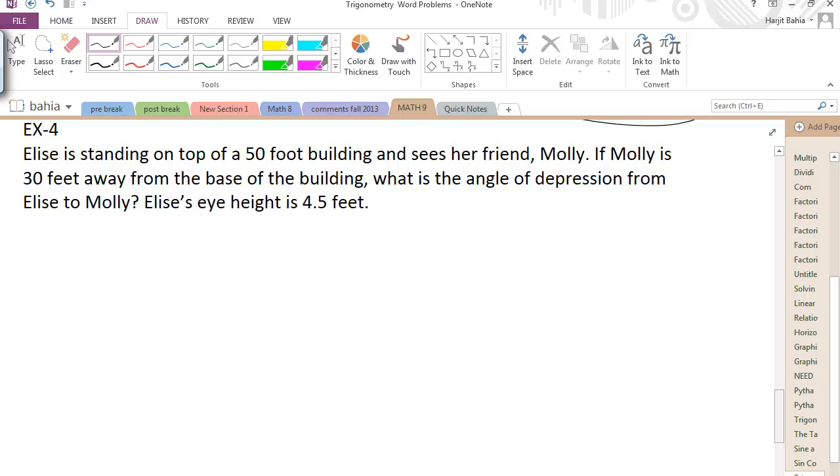So, Elise and Molly. So Elise is on the top of a building. And there she is.